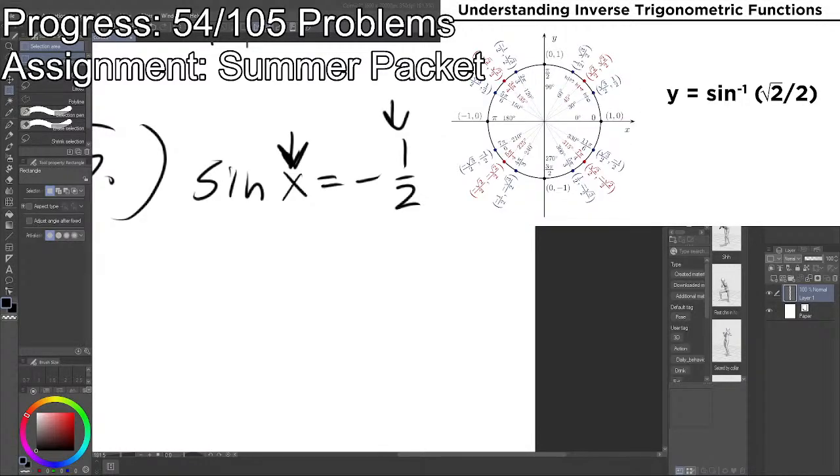What is the inverse sine of √2/2? Well, if we recall our unit circle, the angle that gives a sine of √2/2 is ¼ pi. So the inverse sine of √2/2 is ¼ pi.